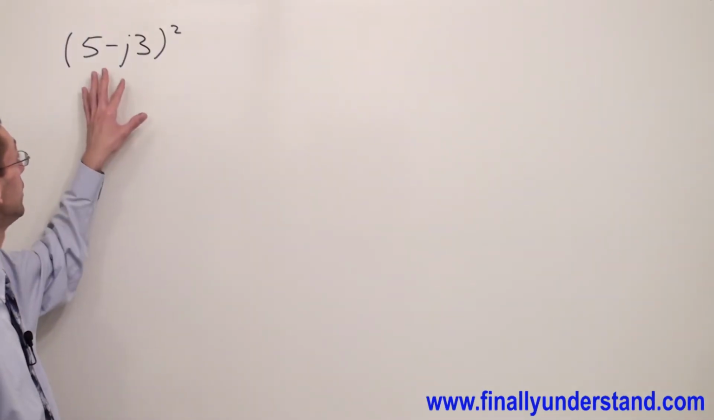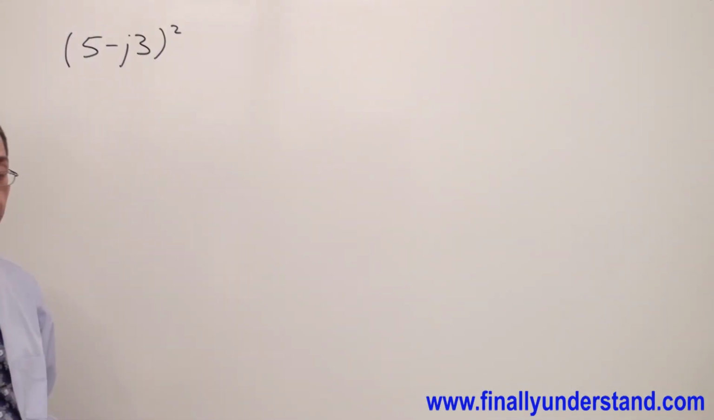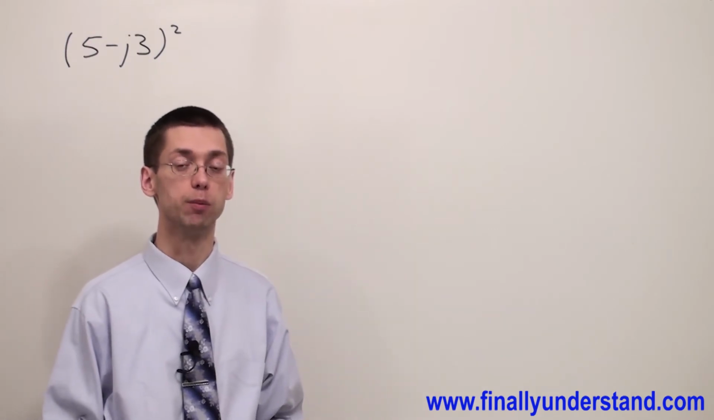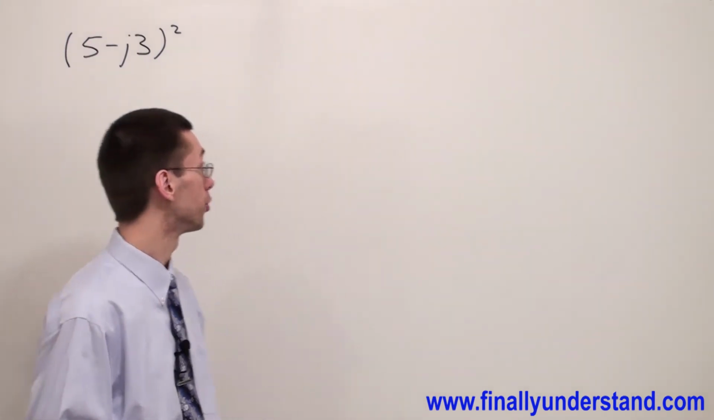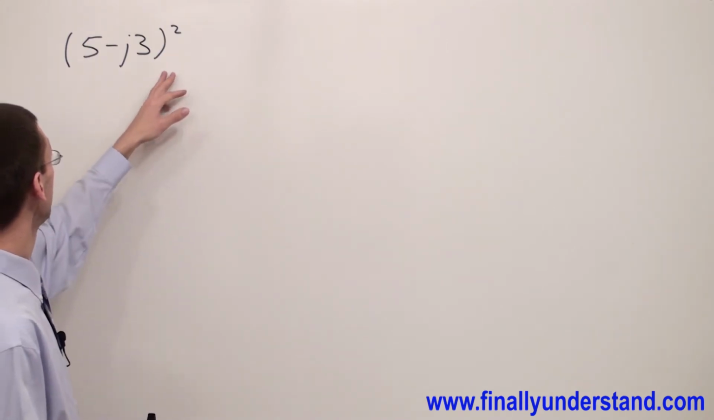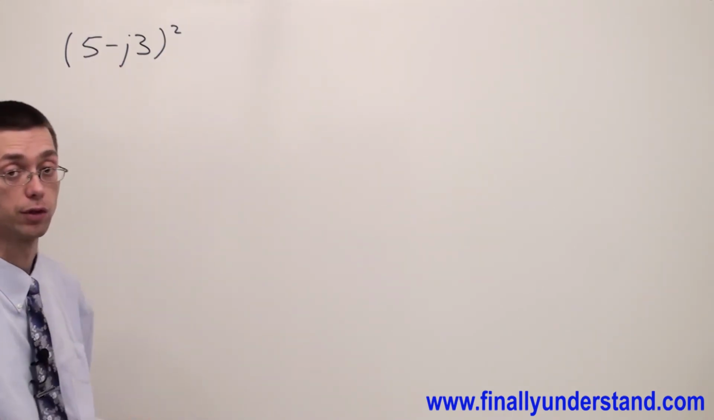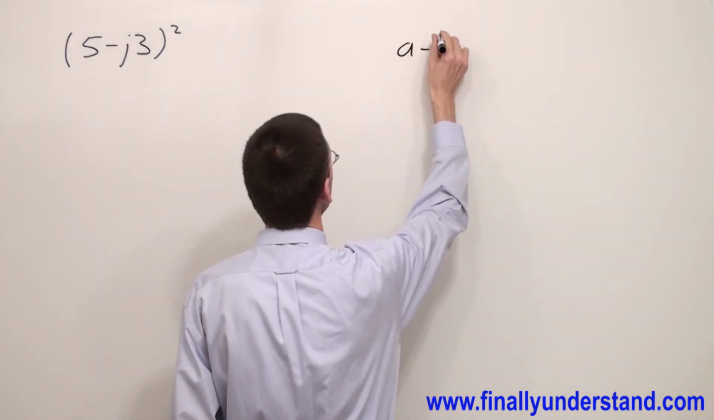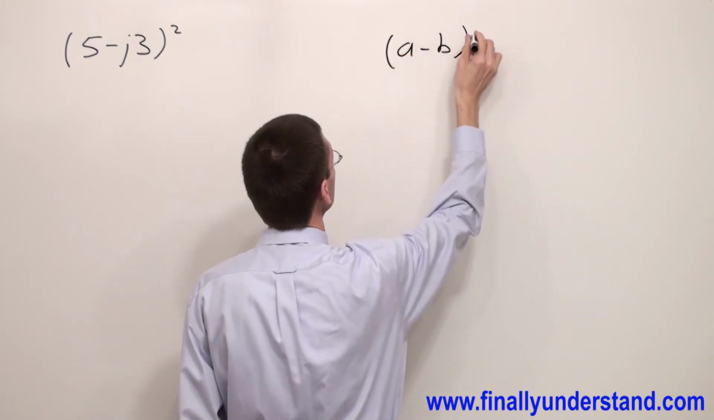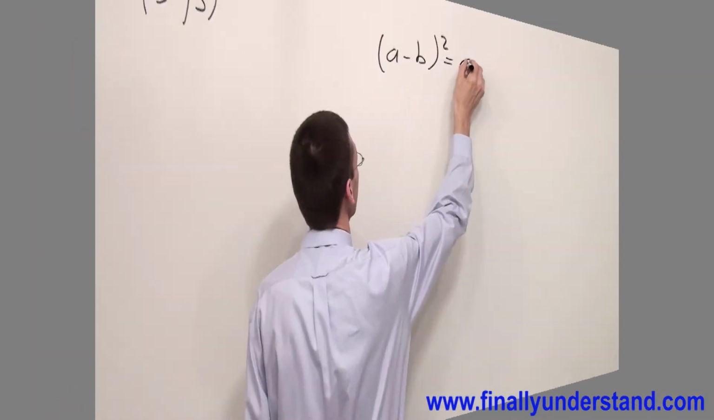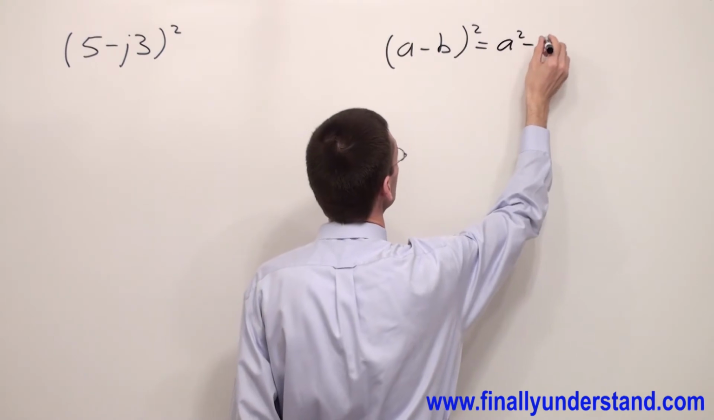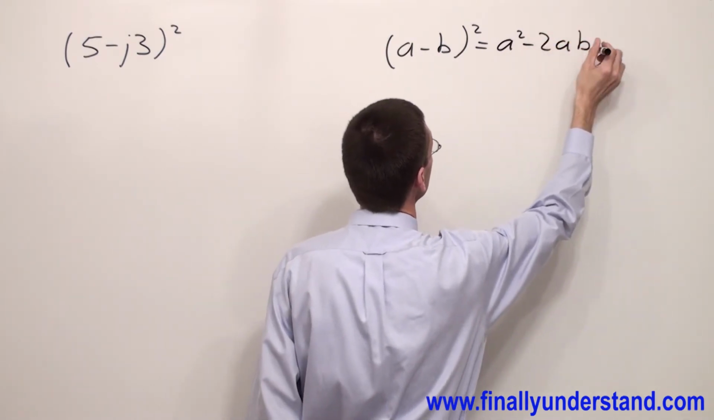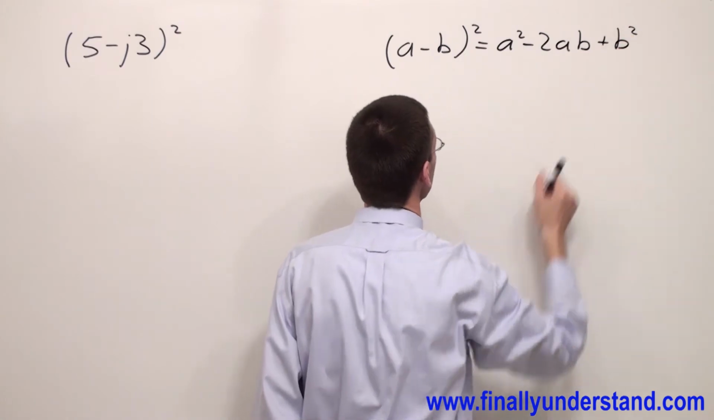This time we have a complex number expressed in rectangular form, and we're supposed to raise that number to the second power. What we're supposed to do over here is remember the formula for the square of the difference. So this is the formula: (a minus b) to the second power is equal to a squared minus 2ab plus b squared.